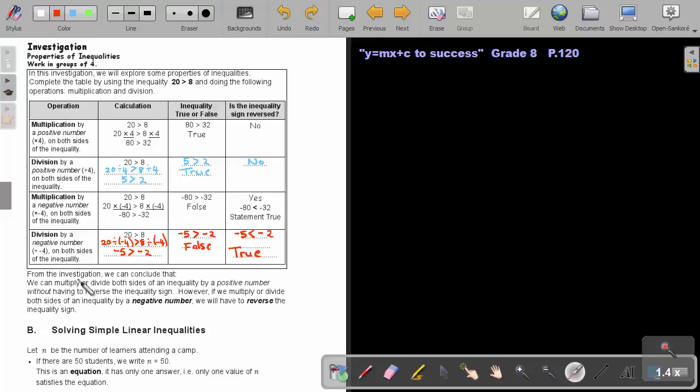So from this investigation, we can conclude that we can multiply or divide both sides of the inequality by a positive number without having to reverse the inequality sign. So if I multiply or divide by a positive, it was all right. However, if we multiply or divide both sides of the inequality by a negative number, we have to reverse the inequality sign to make the statement true. And please remember it when you are solving simple linear inequalities.